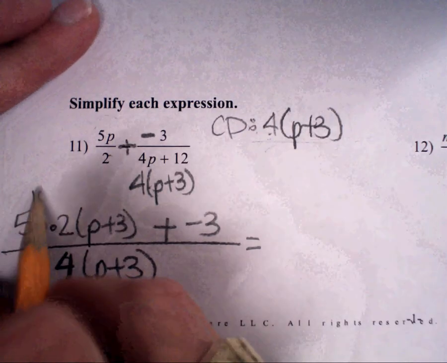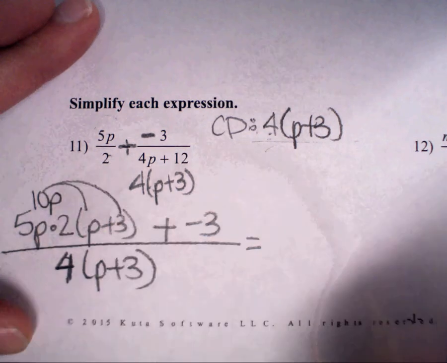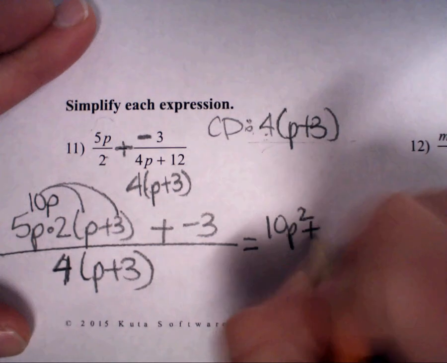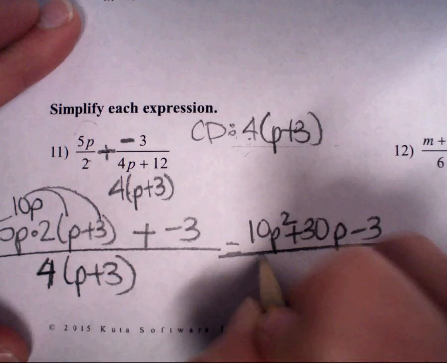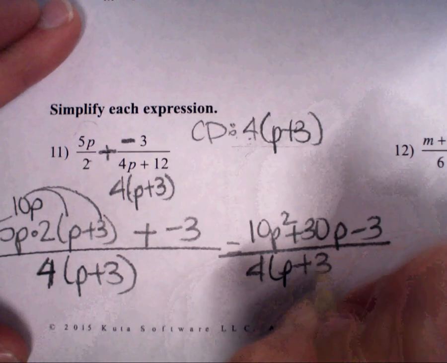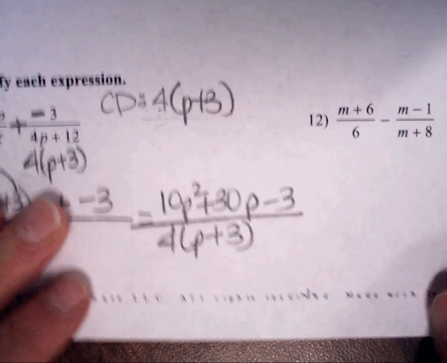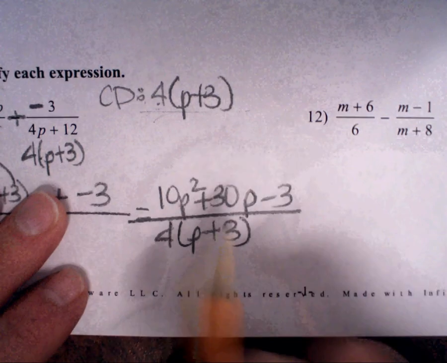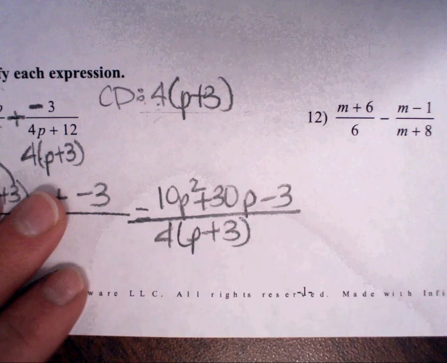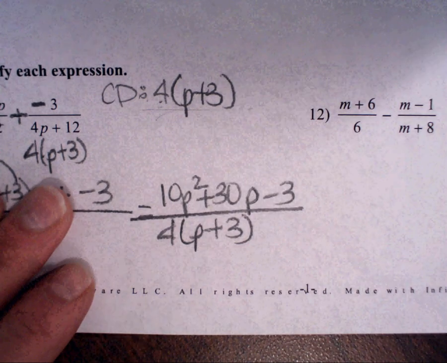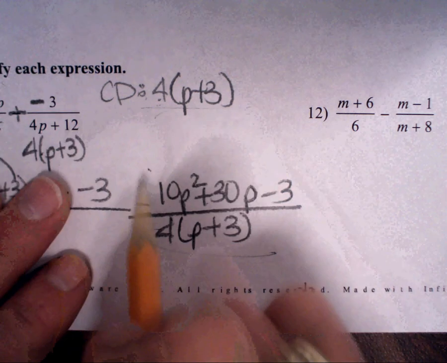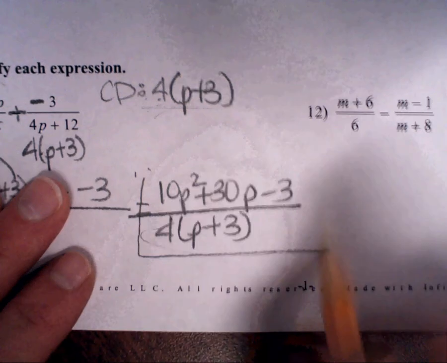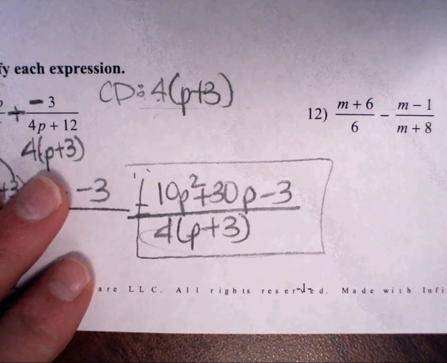So what I'm going to do now is work on the numerator. So this is 10p, and it'll distribute in. So 10p squared plus 30p minus 3 over 4 times p plus 3. I don't see anything else, because nope, nothing else there. Can't take out a 3, can't take out a 2. Nothing else on the denominator. And you don't state excluded values for this one.